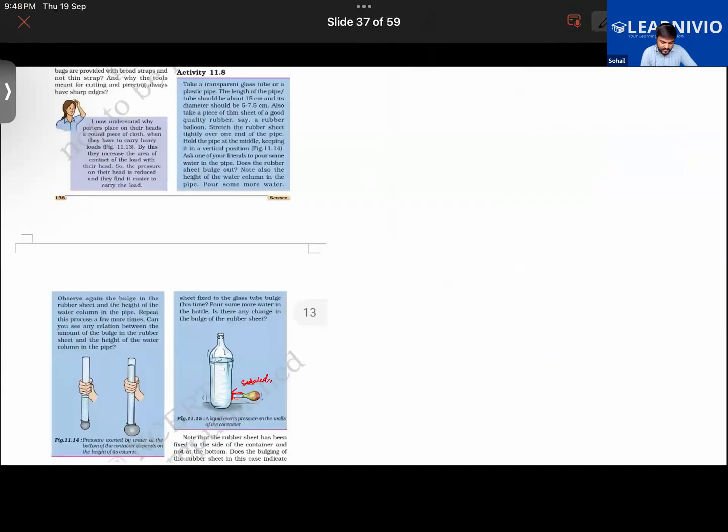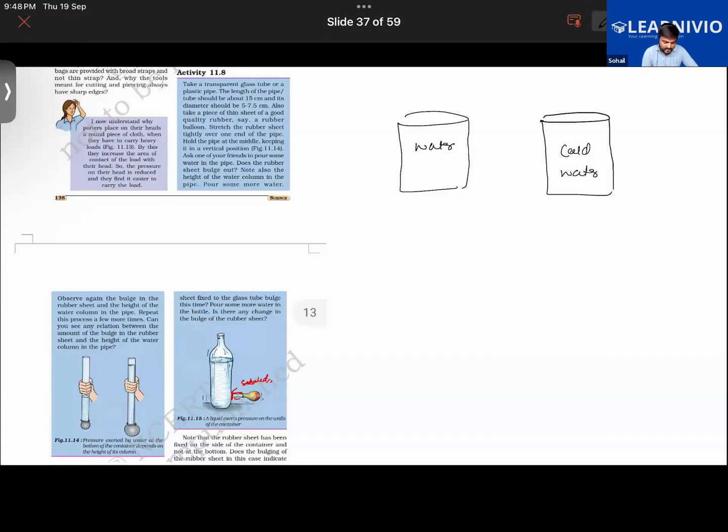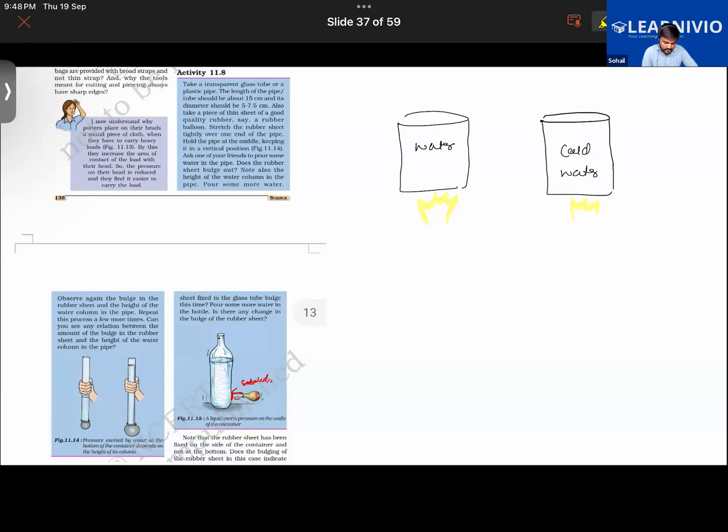Talking in the context of temperature, say you have taken a closed container in which you have taken cold water. And now you are heating the container. You have taken another container in which you have taken water, but you are heating it. Here, the molecules of the water will be energized. Say that this container is basically a pressure cooker, and we are heating it.